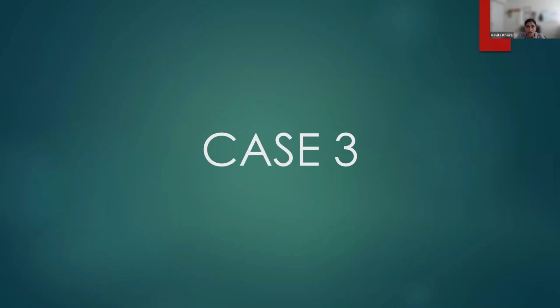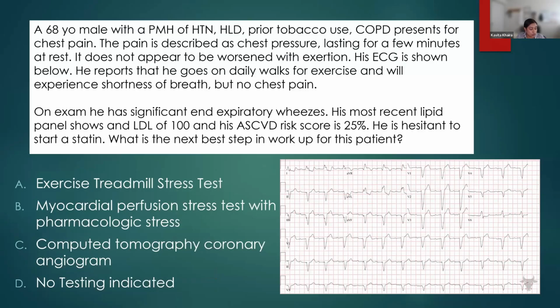Okay, case 3. I have a 68-year-old male with a past medical history of hypertension, hyperlipidemia, prior tobacco use, COPD, who presents for chest pain. The pain is described as chest pressure lasting for a few minutes at rest. It does not appear to be worsened with exertion. His ECG is shown below.